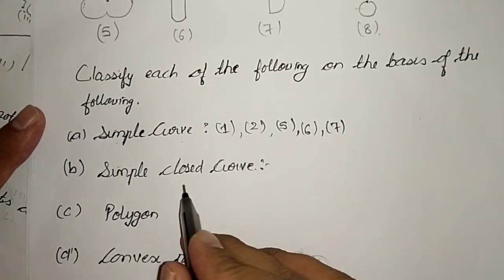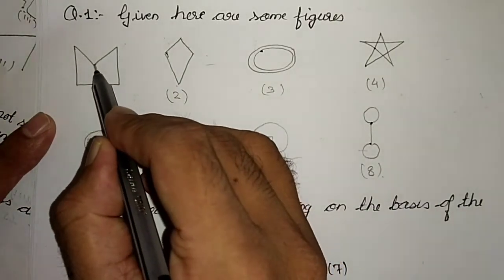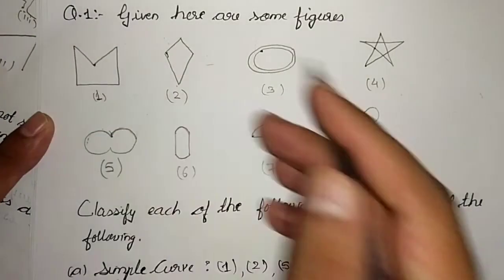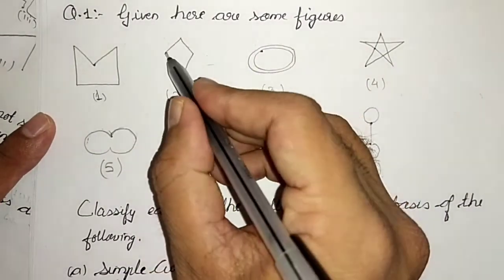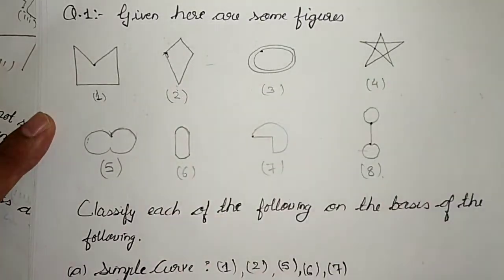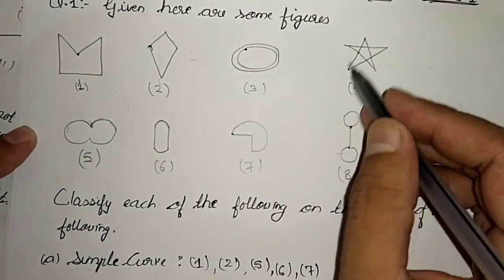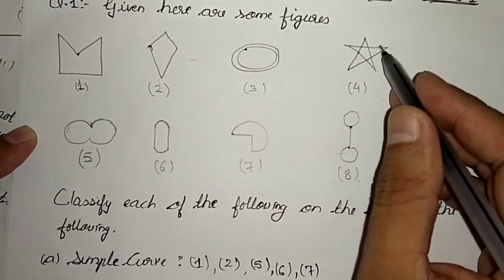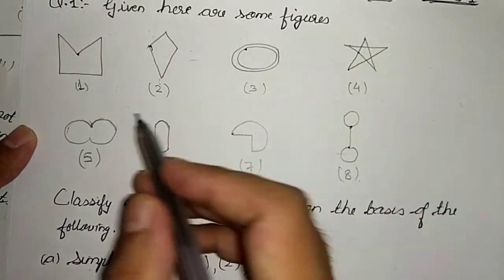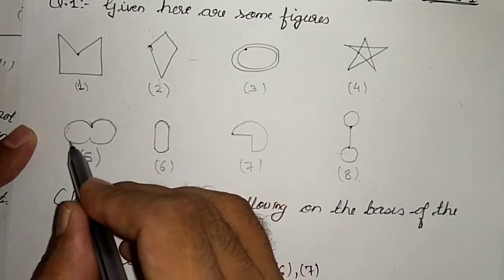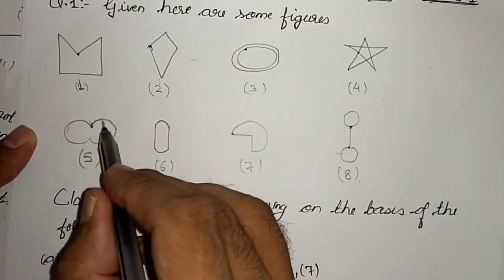Now for simple closed curve, let us take each of them. Here, as we have ended, the starting point and ending point are meeting at one point. So this is our simple closed curve. Same way, this is also a closed curve because the starting point and ending point are meeting. So 1, 2. This is not a curve. Starting point and ending point are meeting, but it is crossing each other, cutting each other. So this will not be our simple closed curve. Here also, starting point and ending point, as we have seen first, are meeting at one single point. So this is our simple closed curve.